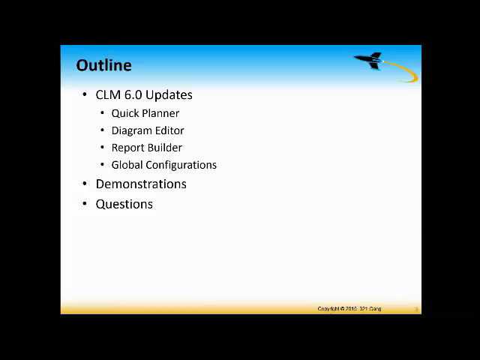I'm going to get into the Quick Planner in RTC to see how that can help speed up adoption, so to speak, of RTC. The new diagram editor in Doors Next Generation, I'll cover that as well. The report builder functionality, which is really the new name for the Jazz reporting service. And then also talk about global configurations, which is really the biggest change in CLM 6.0. So that's really what we're going to be covering today. And then I'm going to save a lot of time at the end for demonstrations and then also questions.